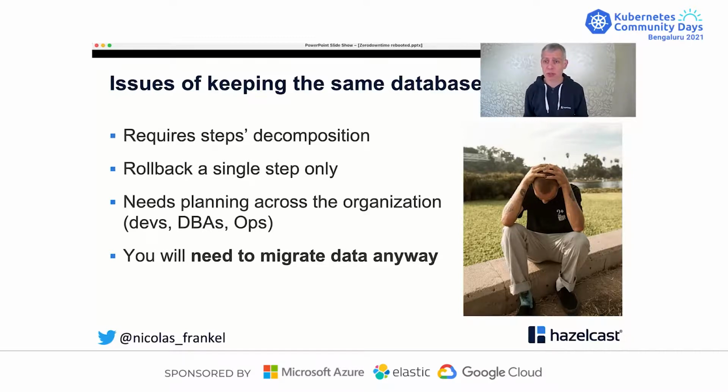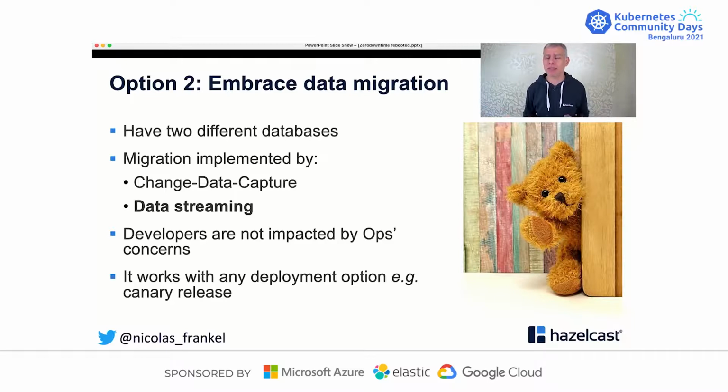So the second option is, hey, we will need to migrate data anyway, so at least we need to embrace it. So instead of having a single shared database, we have the blue database and the green database. So how do we handle the migration? And the real game changer here is we won't use jobs. We won't start a batch job and end it. We will do streaming, meaning that we will get the changes as soon as they come, and as soon as they come, we will replicate those changes into the new schema.